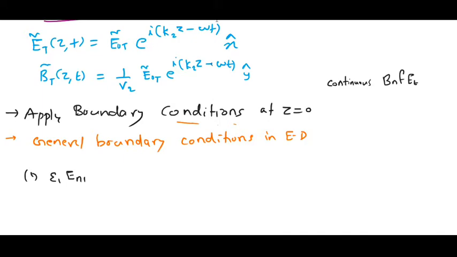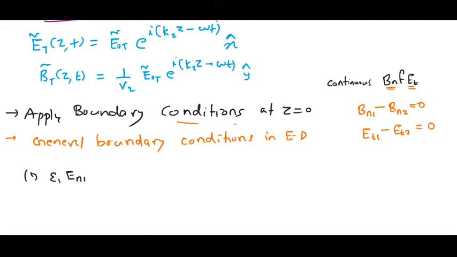Which means the normal component of the magnetic field is continuous. If you have two media, the normal component of the magnetic field being continuous means the normal component of the magnetic field in medium 1 minus the normal component in medium 2 is equal to 0. Then next, the tangential component of the electric field is continuous. That is, the tangential component of the electric field in medium 1 minus that in medium 2 is equal to 0.